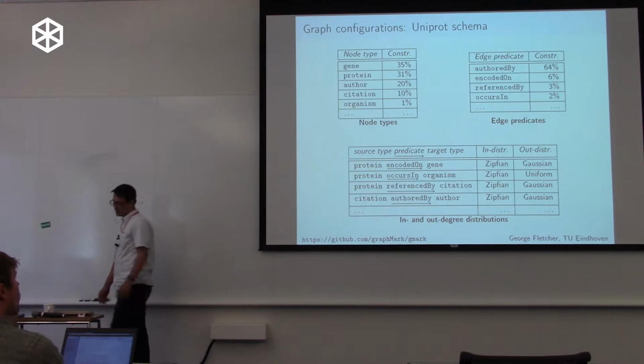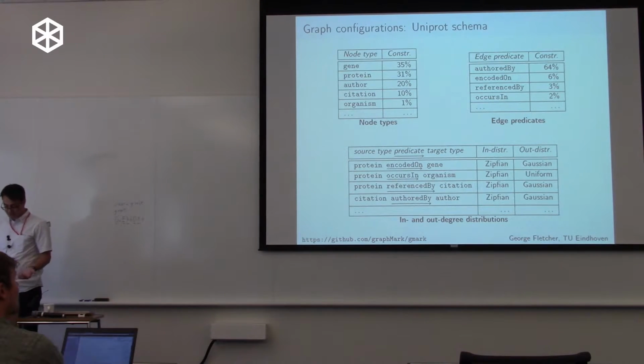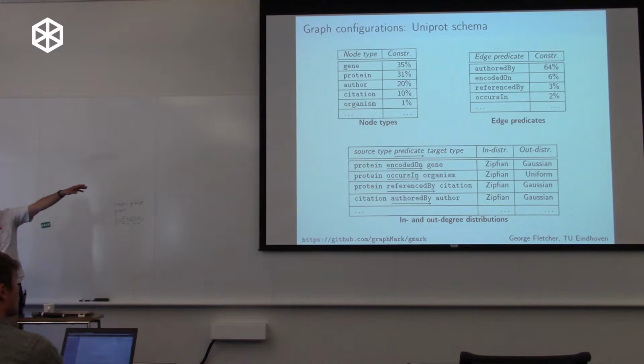So we found that 35% of nodes in Uniprot are genes, 31% are proteins, 20% are authors, and so forth. And the majority of edges in Uniprot are about authoring of papers. So 64% of the edges are about people authoring papers. And then we have biological relationships, like genes being encoded on, or genes or proteins occurring in objects, and also some more bibliographic citation information, like citations being referenced by.